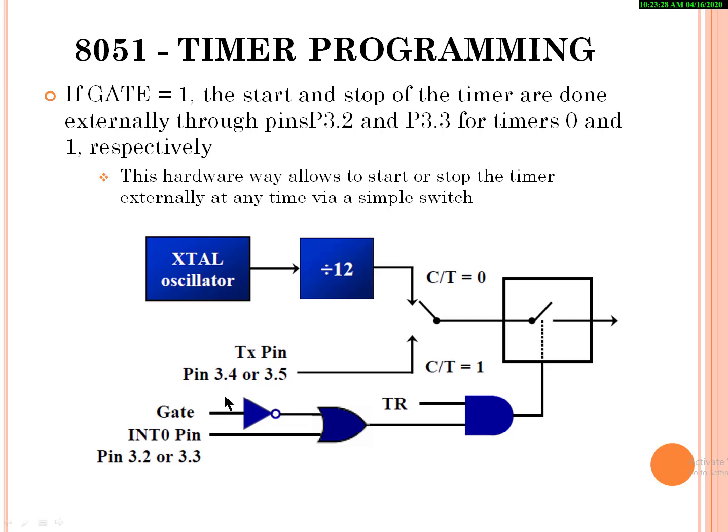Say, for example, if the gate is 1, the output of this NOT gate is 0. If the output of this NOT gate is 0, then to get 1 here, we have to rely on this INT0 pin. So if this INT0 pin is 1 and you have a 0 here, you have a 1 here. If the run control bit is 1, this can be asserted. So that is the importance of the gate. If the gate is 0, the timer switching on and off is controlled by TR. And if the gate is 1, the timer enable and disable is also controlled by the INT0 pins.